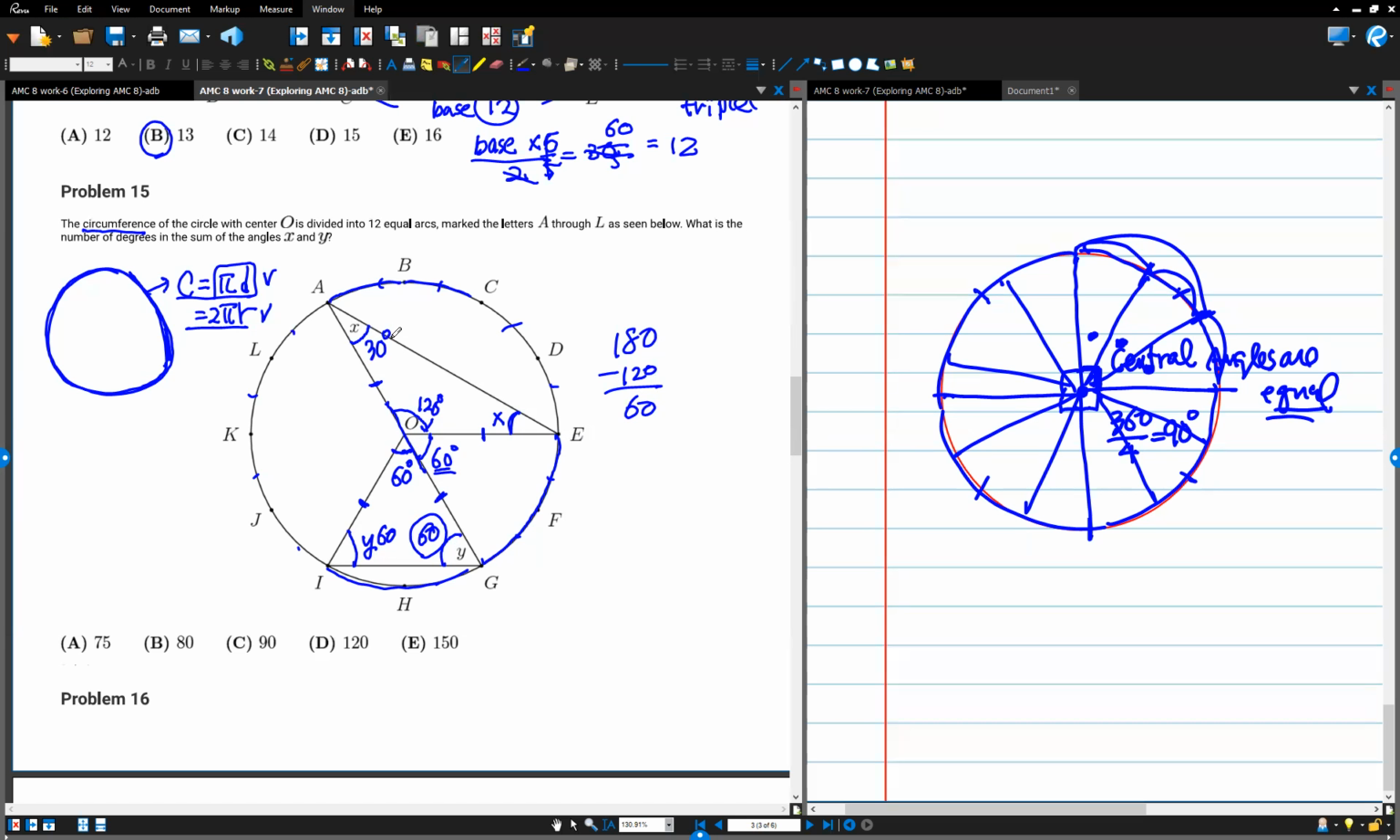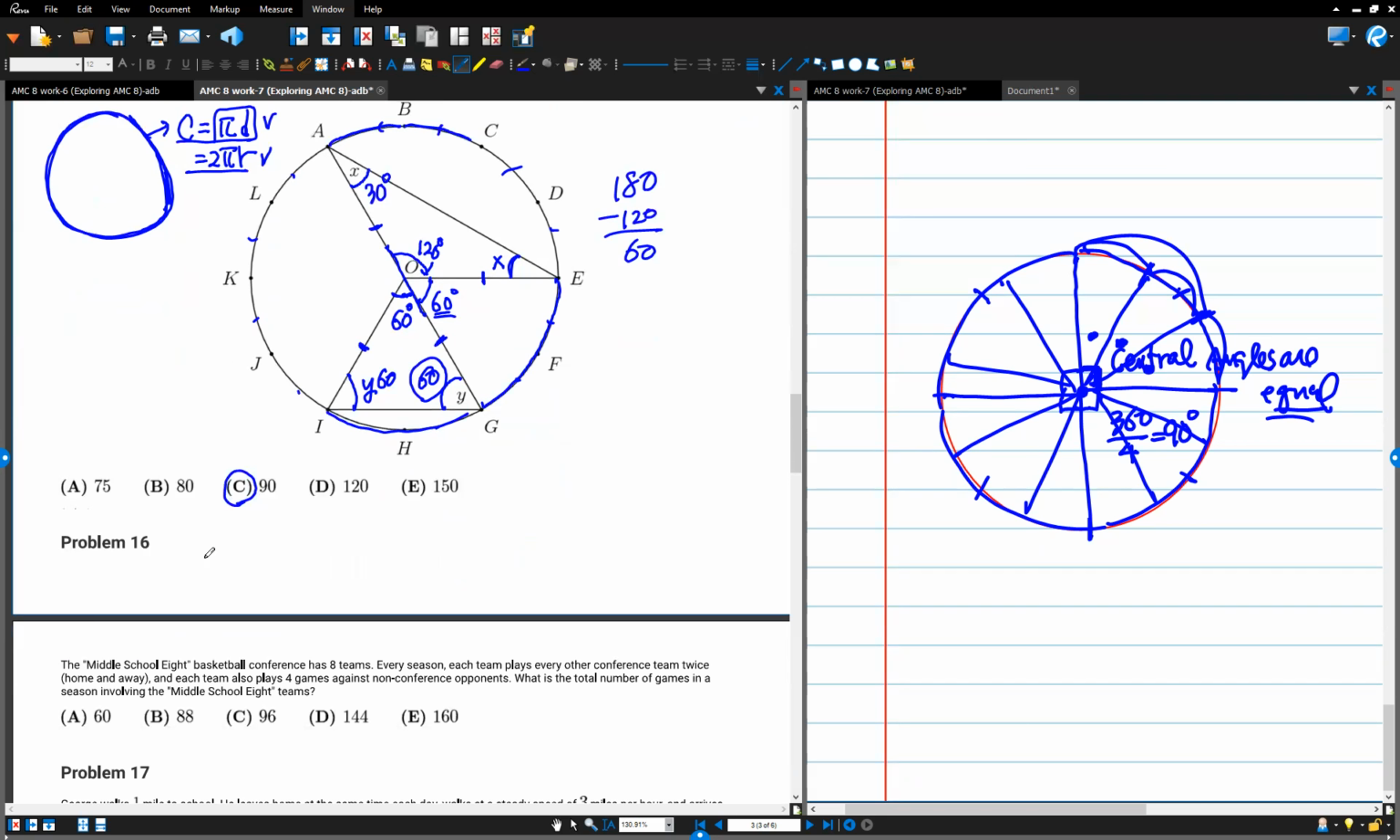What is the value of x plus y? 30 plus 60 is 90 degrees. Is it okay? What do you think? Is this hard for you? A little hard? No, you can do that, right? All right, that is number 15. Now let me check. If one is hard, I'm going to skip it.